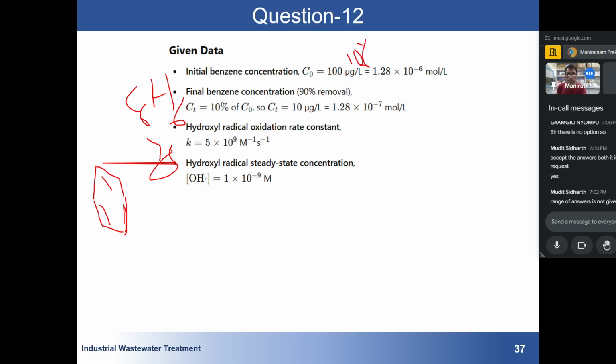Similarly, if it is 90% removal, then it will be 10 microgram per liter. That is 1.28 into 10 to the power minus 7 mole per liter. Then the K constant is given to you, 5 into 10 to the power 9. And it is always said that throughout the reaction, this hydroxyl concentration is constant.